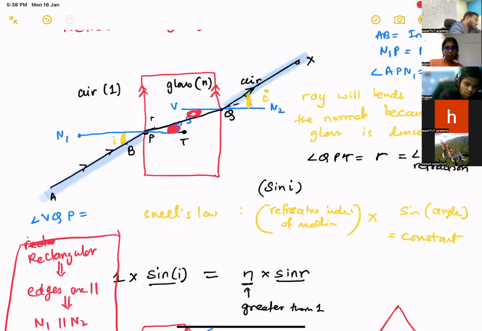So I'm going to extend QX. If you extend QX, it is going to look like this. Fine. They are shifted, and the perpendicular distance between them, between these two parallel lines, is called lateral displacement. ठीक है?